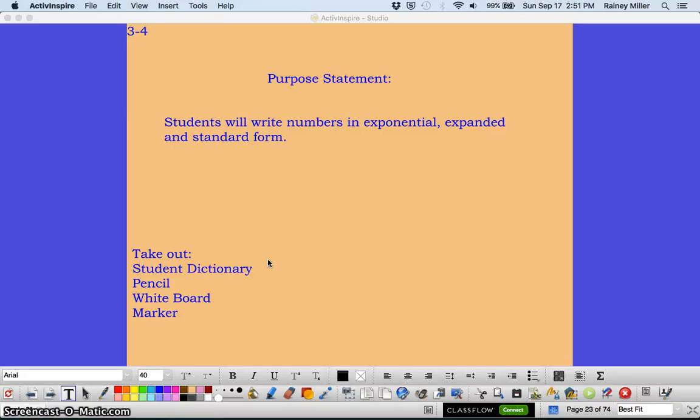So what we're going to be doing today is learning about exponents. You guys already know about expanded form. If you remember expanded form, that's the thing where you had like 300 plus 20 plus 3 in order to write 323. That's your expanded form, and standard form is whenever you just write 323. So we're going to take this a step further.